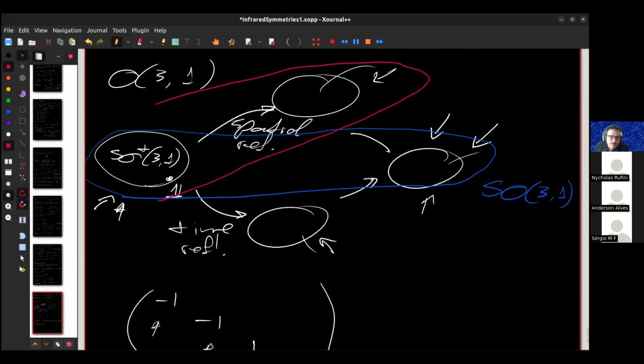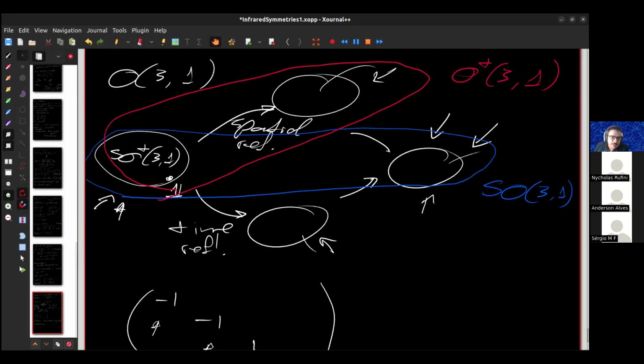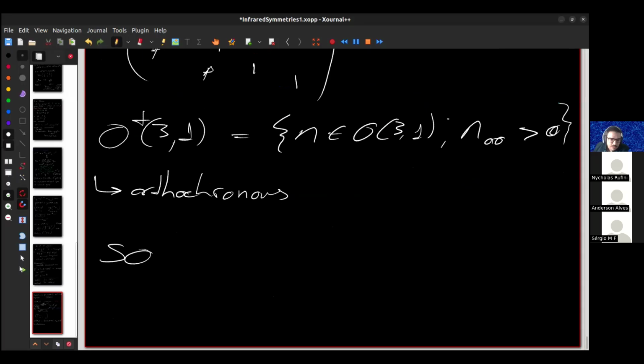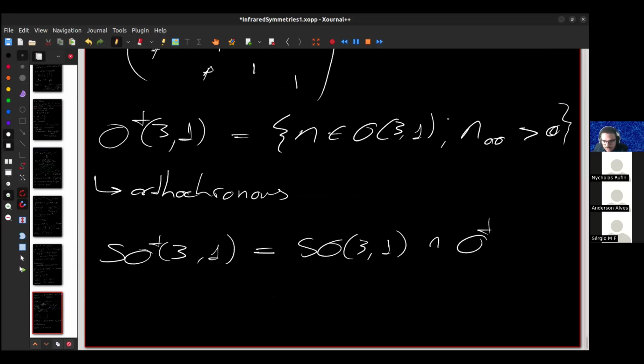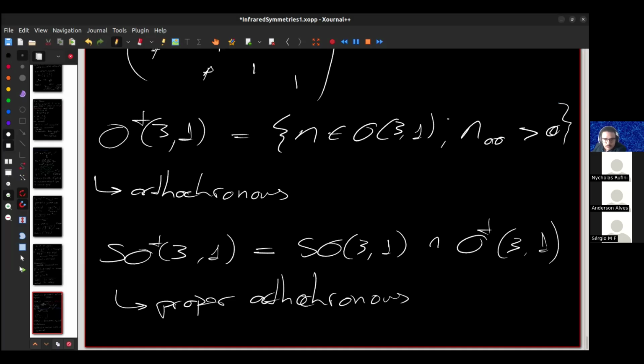This guy here is O+(3,1). And now I'm going to make the very natural definition that SO+(3,1) equals SO(3,1) intersected with O+(3,1). So this is what we call the proper orthochronous Lorentz group. This is the Lorentz group you're actually interested in. This is what we're going to consider.